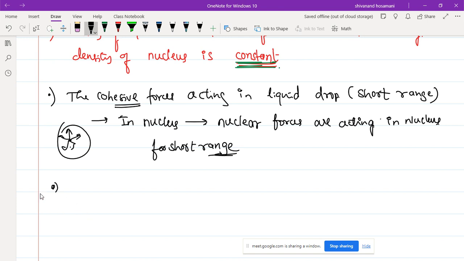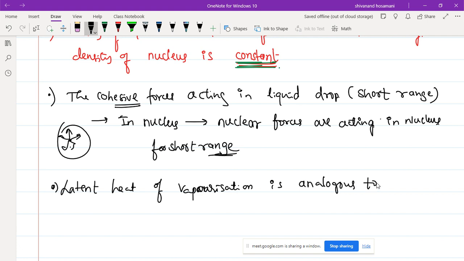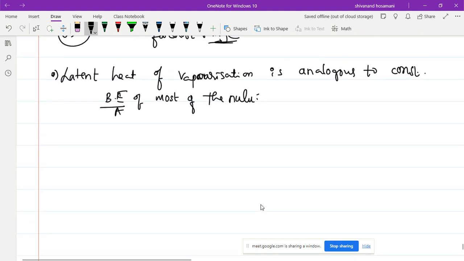See, if you go to the concept of latent heat of vaporization, it is analogous and similar to the constant binding energy per nucleon of most of the nuclei. This is another similarity.